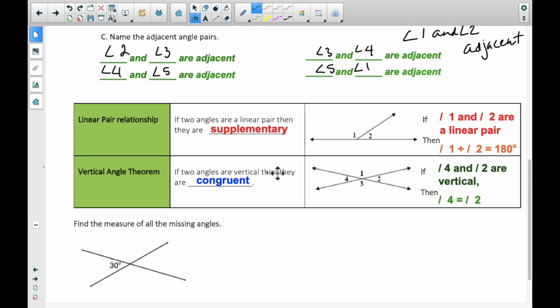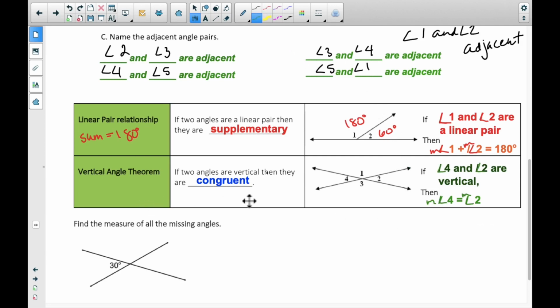Okay, so we have a linear pair, or we have vertical angles. What about them? Well, a linear pair is supplementary. In other words, their sum is 180, which makes sense because I think you know that a line is 180. So angle 1 and angle 2 are a linear pair, which means that the measure of angle 1 plus the measure of angle 2 is 180. So for instance, let's say this was 60 degrees. This one would have to be 120 degrees.